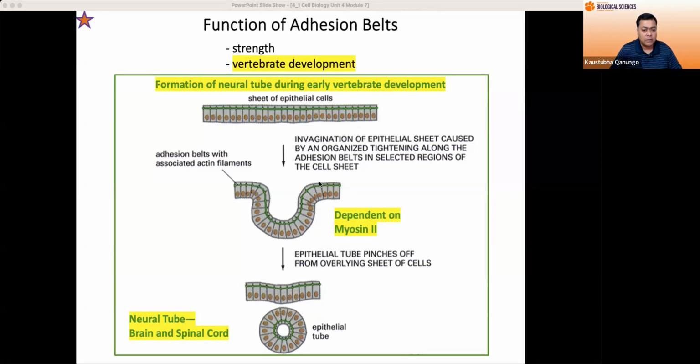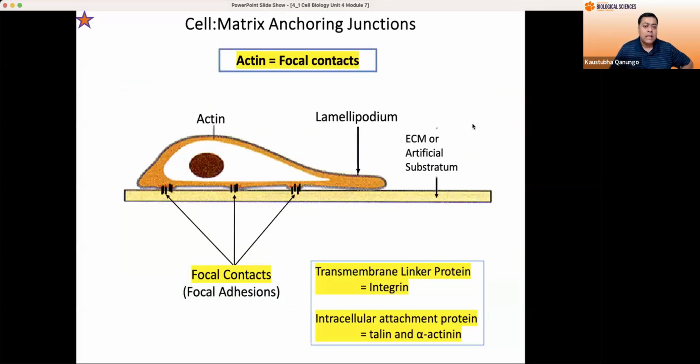So actin is for the adhesion belt and the myosin. So if the question is asked, which are the protein? Remember that along with the myosin 2, the adhesion belt is made up of actin. So both of them are involved in there. So just answer specifically what is being asked. All right.